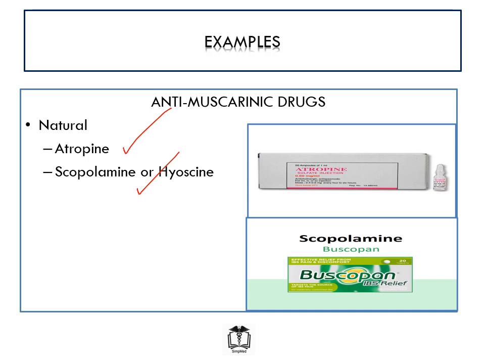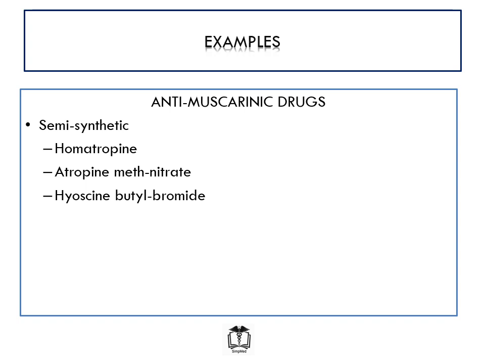The semi-synthetic drugs are gotten partly from natural plants or natural sources and partly from synthetic sources. So they modify the naturally gotten drug in the lab, and that's why we call it semi-synthetic. Examples of these drugs include homatropine, atropine methyl nitrate, and hyoscine butyl bromide. You might see more examples in your slide, but pay attention to these first three that I've given.